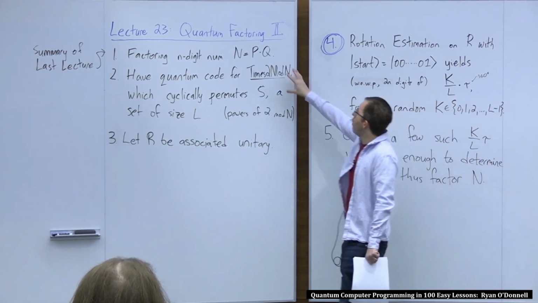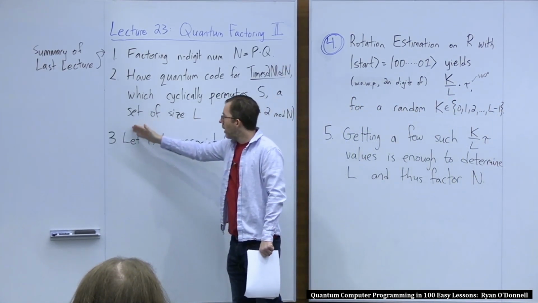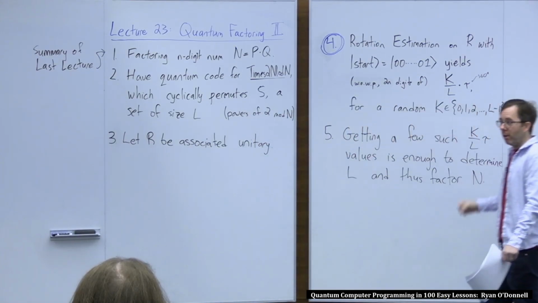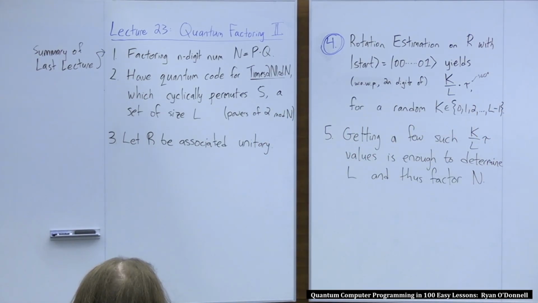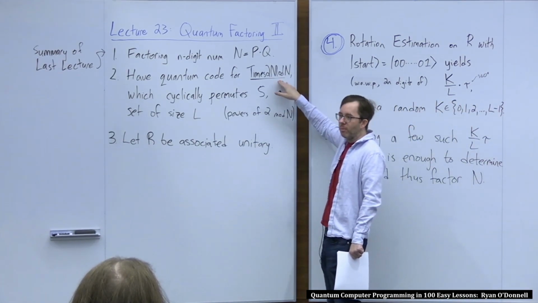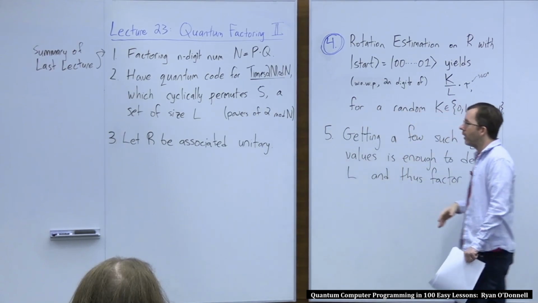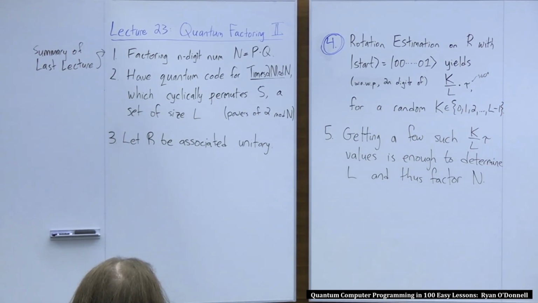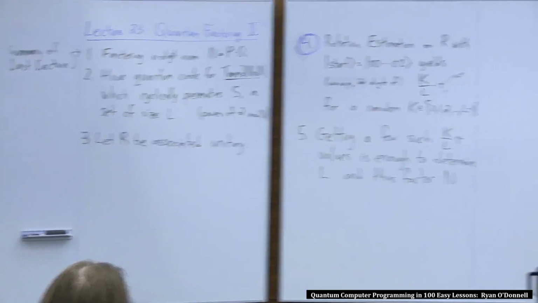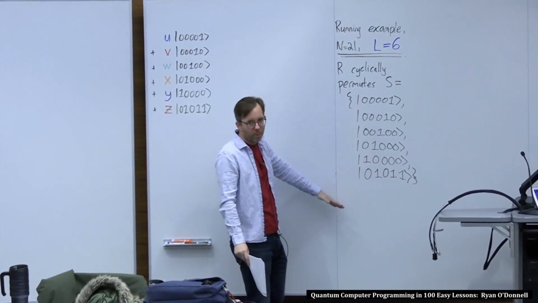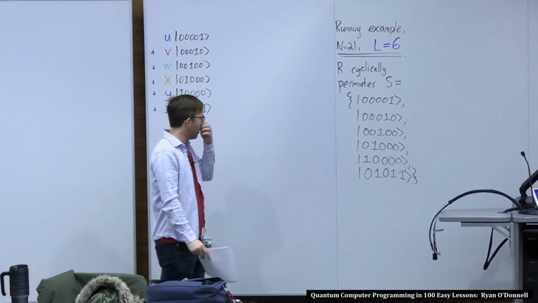Let's say this is a quantum operation now, so it's got some unitary associated to it. In this lecture, we're going to think about this geometrically rather than as quantum code operating on qubits. I wrote it over here in an example where n is 21 and L was 6. These were the powers of 2 mod n: 1, 2, 4, 8, 16, 11, but it doesn't really matter what they are, it just matters that there's 6 of them.